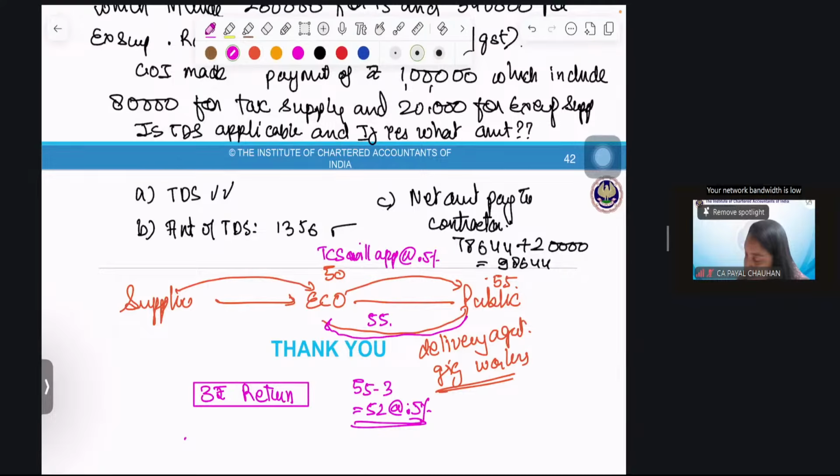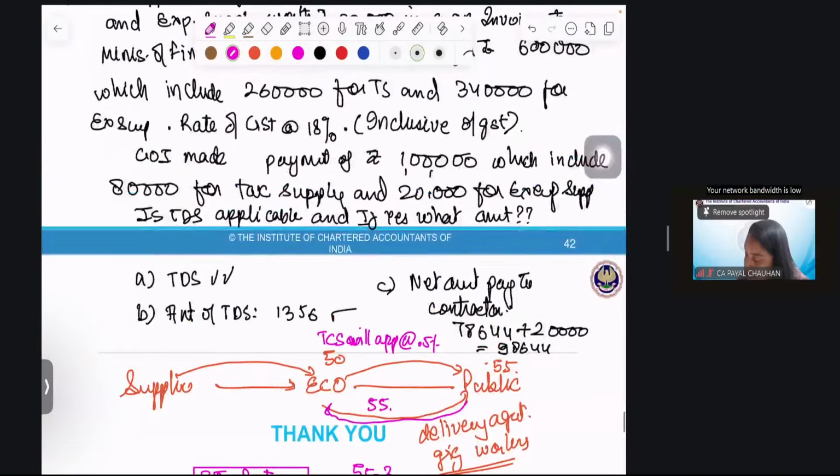I'm unable to get 1356. Harivansh is asking, please reply. Harivansh is telling me, ma'am, I'm unable to get the amount of 1356. Yes, you're not getting 1356 TCS. Let me do it for you.